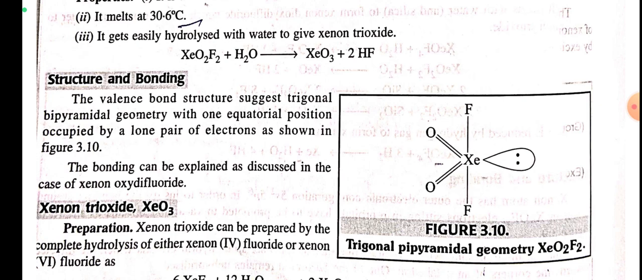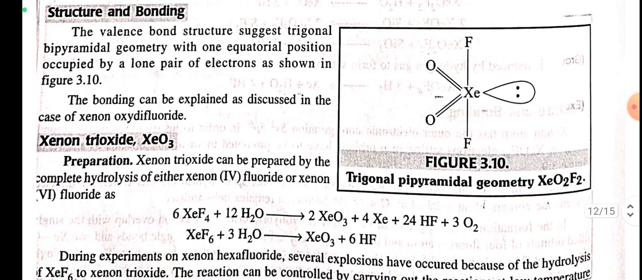Structure and bonding. The valence bond structure suggests trigonal bipyramidal geometry with one equatorial position occupied by a lone pair of electrons. The bonding can be explained as discussed in the case of xenon oxydifluoride.